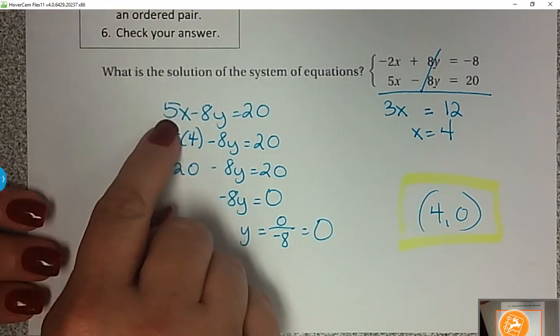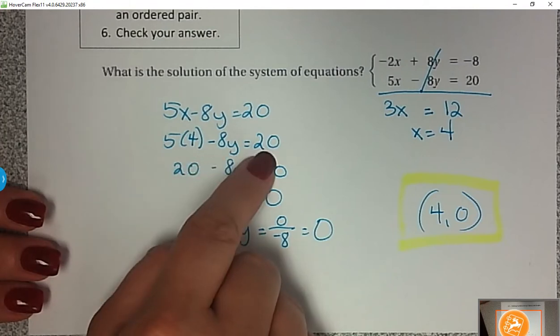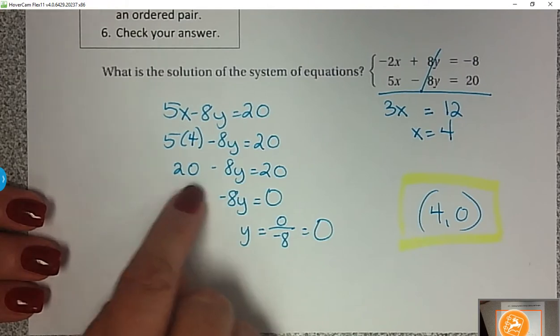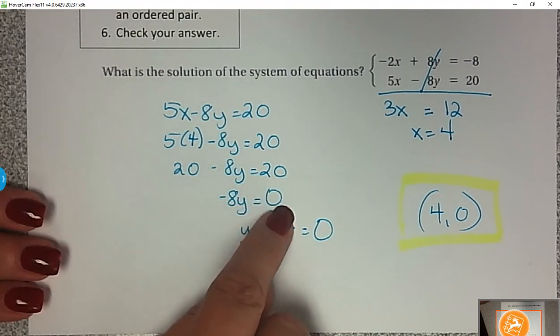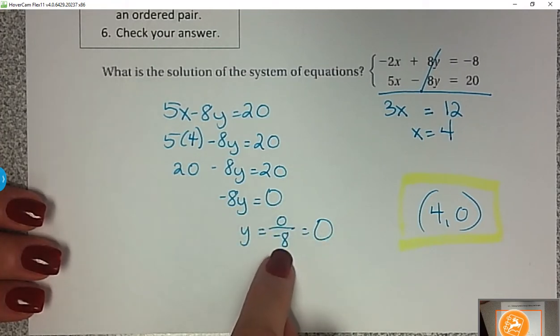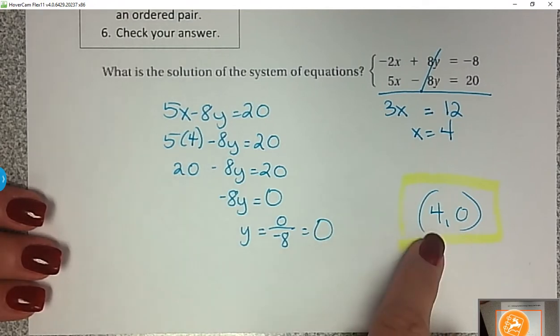Plug it in. 5 times 4 minus 8y equals 20. Well, 5 times 4 is 20. I'm going to subtract that from both sides to give me negative 8y equals 0. When I divide both sides by negative 8, this is what I get. But you've got to remember, 0 divided by anything is just 0. That makes my ordered pair 4, 0.